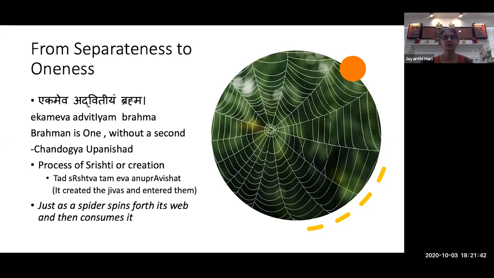The analogy that we're using here is just as a spider spins forth its web and then consumes it. So this is again a very, very popular analogy. You will notice that the spider just brings forth the web. It spins its own web from itself and pulls it back too. Similarly, creation is also projected out by Brahman and pulled back. So the creation happens from Brahman and it also withdraws into Brahman at the time of Pralaya. So this is the concept of creation that helps us to understand that there is just one Brahman in all forms that are created.